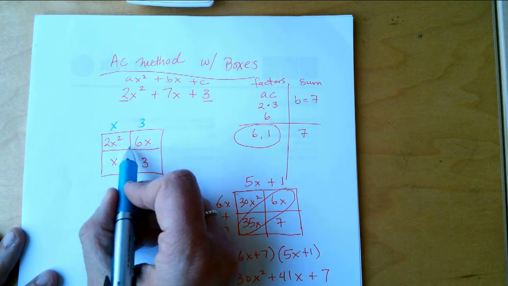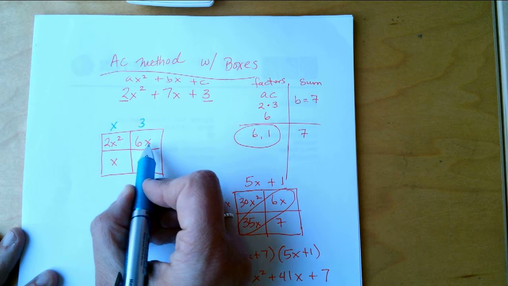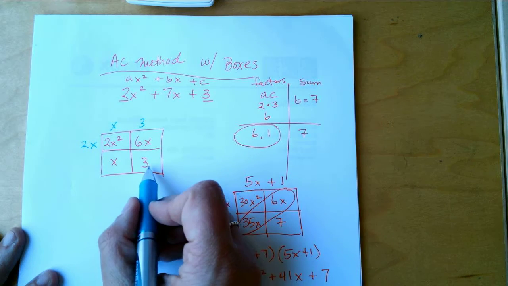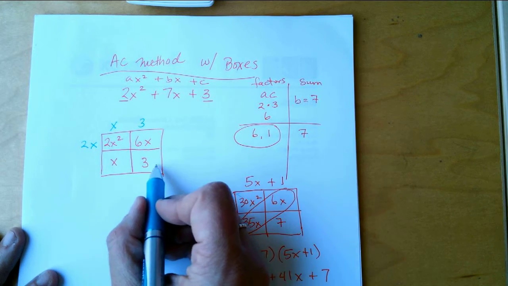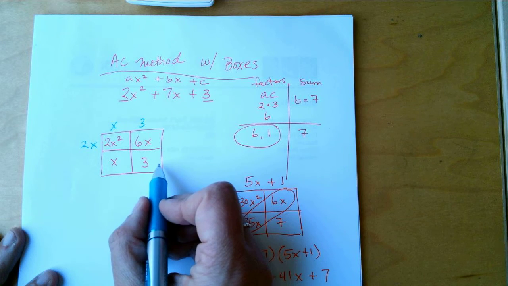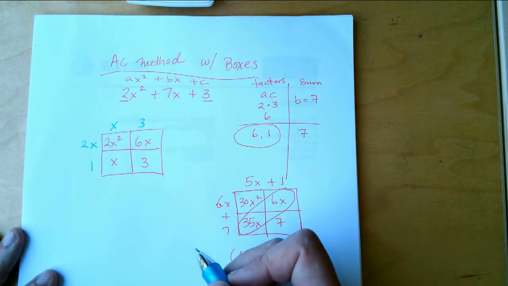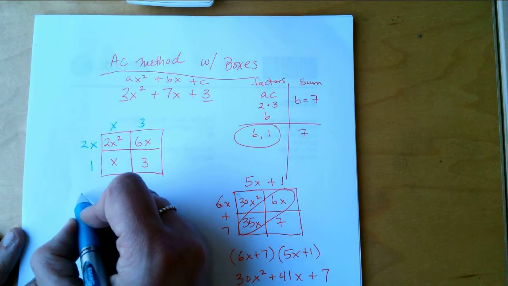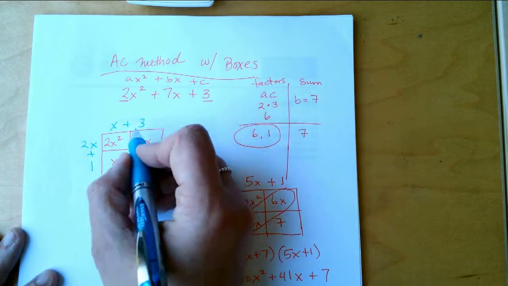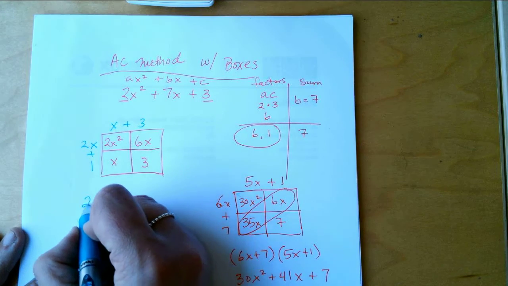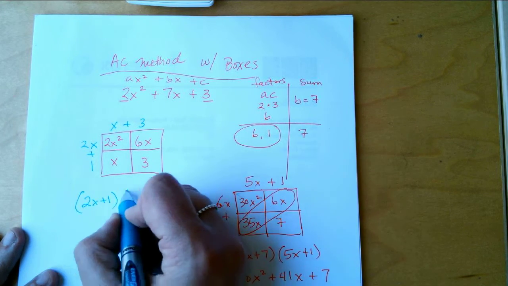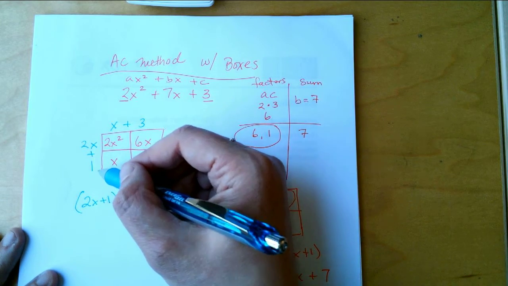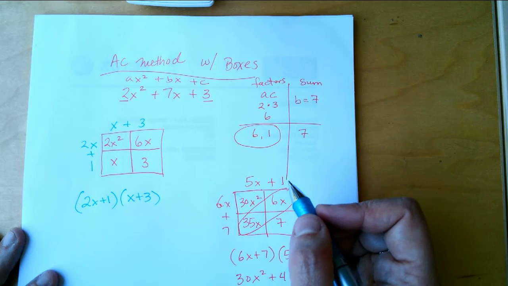What's the greatest common factor between 2x squared and 6x? It's going to be 2 and x. And then what's the greatest common factor between x and 3? There's actually only 1 is the greatest common factor, so we're going to factor that out. And then it turns out our factor pairs are, you'll have your signs here, 2x plus 1 times x plus 3. The 2x plus 1 comes from this side, and then the x plus 3 comes from the top.